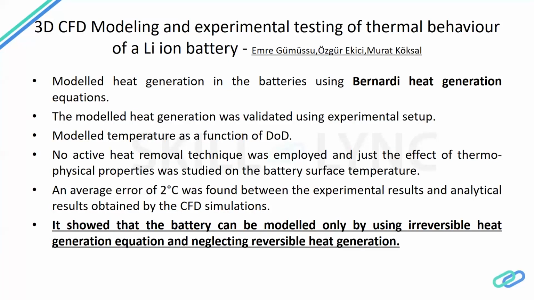We'll just model the heat generated in a battery during discharging. That's all, so that it is irreversible. You are not supposed to care about the charging part of the battery. This was one of the biggest drawbacks that I found in this paper, because you need both heat generations to get an exact temperature in your CFD model.